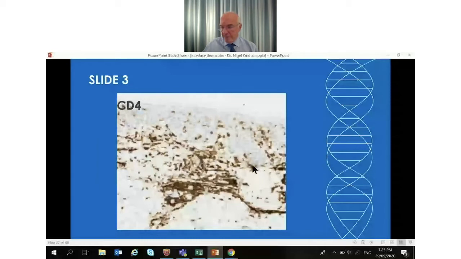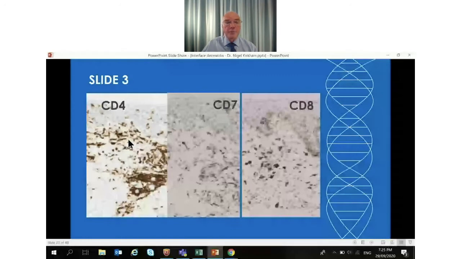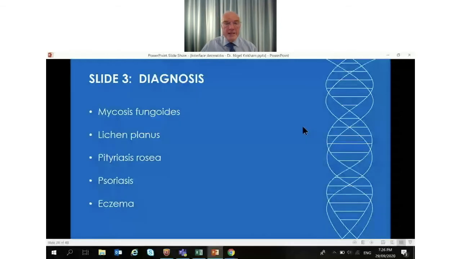Here's a photograph of the CD4, in which you can see the infiltrate and also the cells tagging the bottom of the epidermis as well as the cells within the epidermis. And here we've got the positive CD4 on the left, and in the middle CD7, which doesn't show the cells infiltrating the epidermis, and similarly CD8. There are one or two positive cells in the dermis, but the epidermotropic component is negative for CD8. So vote now for your diagnosis, please.